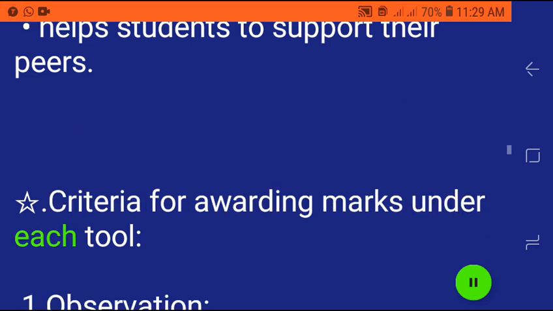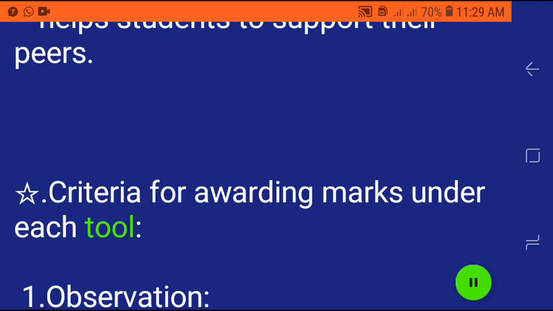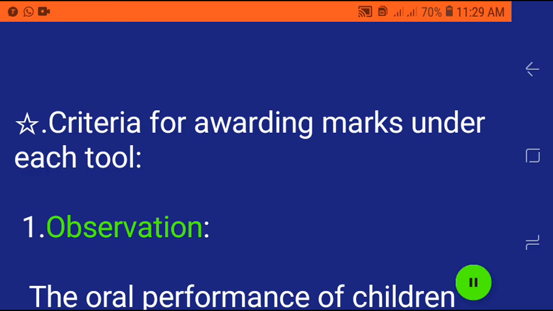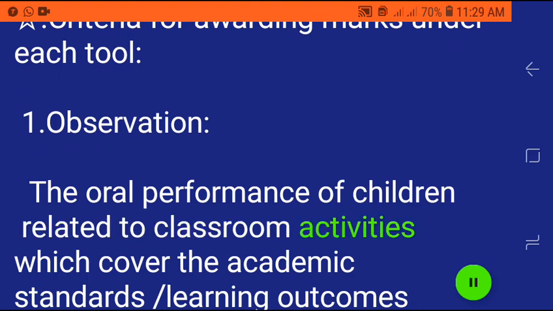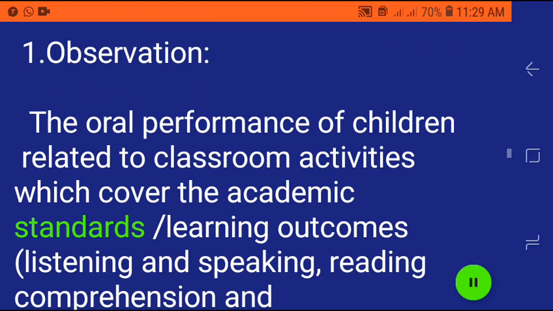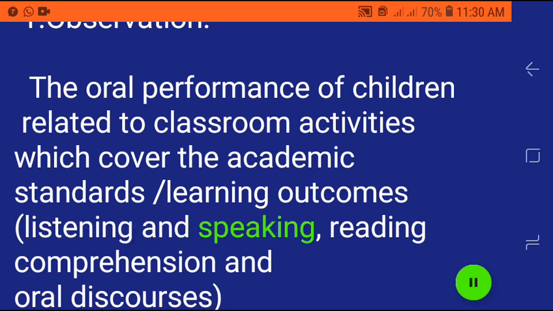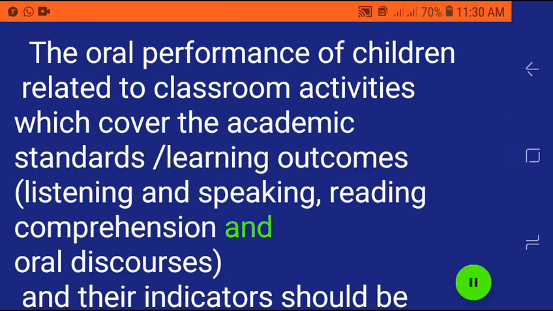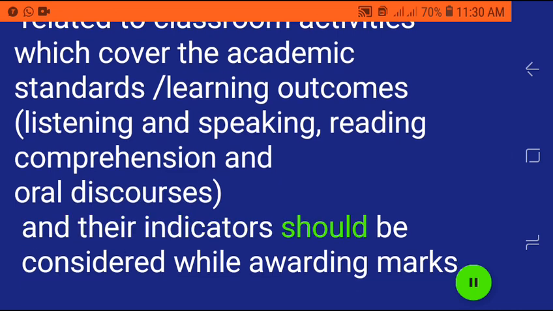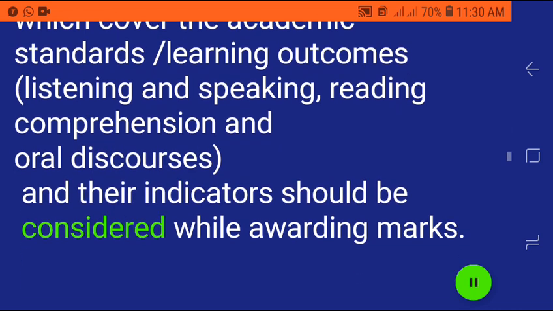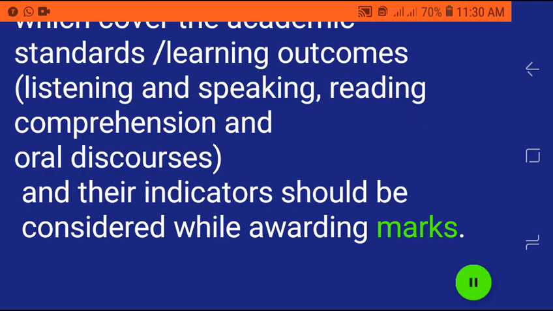Criteria for awarding marks under each tool. 1. Observation. The oral performance of children related to classroom activities which cover the academic standards and learning outcomes. Listening and speaking, reading comprehension and oral discourses, and their indicators should be considered while awarding marks.